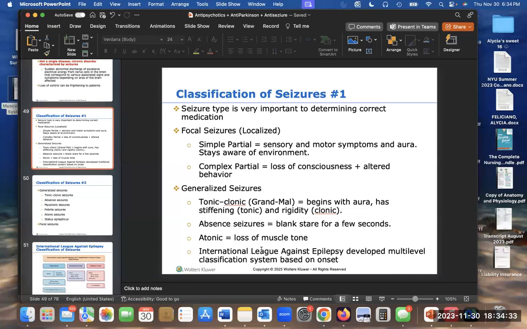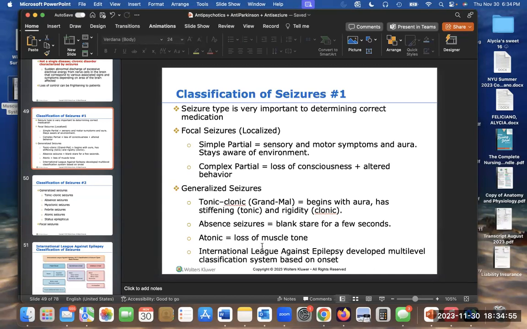For generalized, meaning all over the brain, we have a few different types. We have tonic-clonic, also called grand mal seizures. They also have an aura, but then they have tonic stiffening and clonic rigidity. So they're rigid and stiff. That's what tonic-clonic means. They're rigid, stiff, and they're having a seizure, okay?